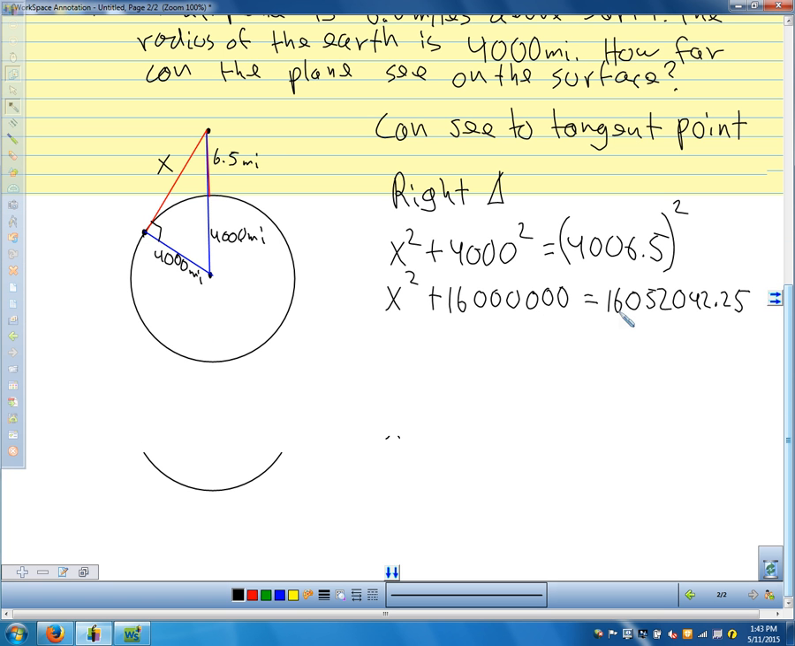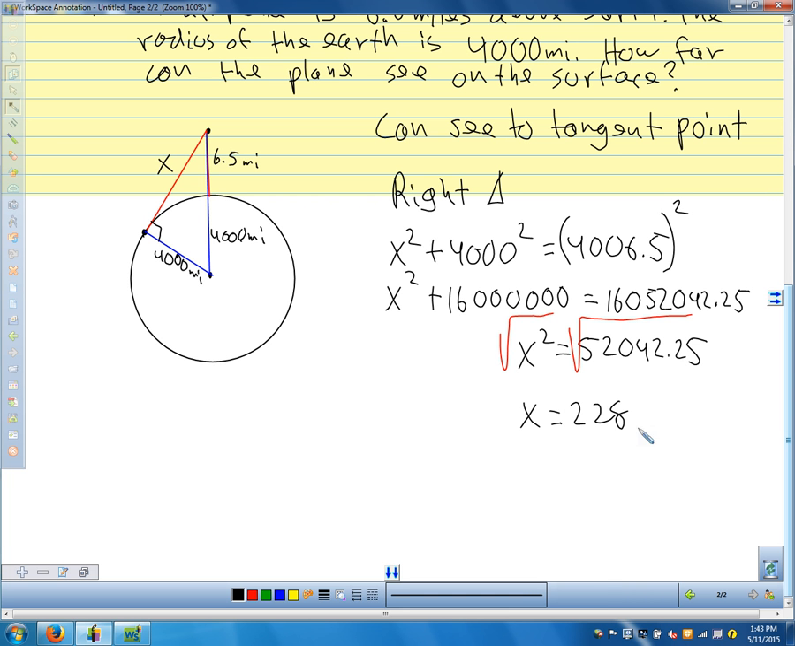Subtract 16 million from both sides. I get x squared equals 52,042.25. So to get x, what do we do? Square root both sides. Undo that square. And I get x equals 228.1 miles. So we can see 228 miles along the surface of the Earth.